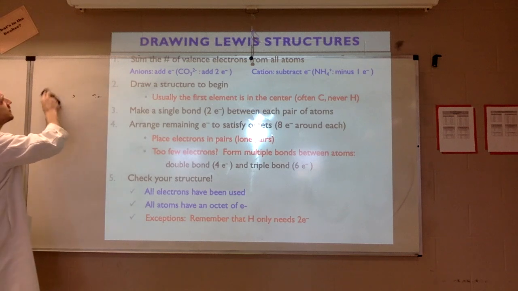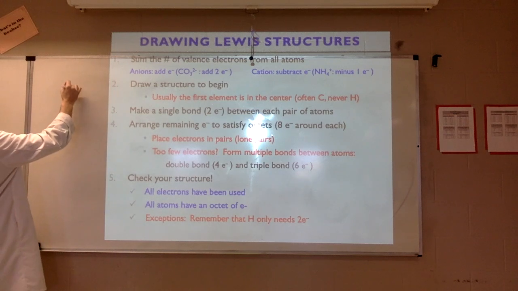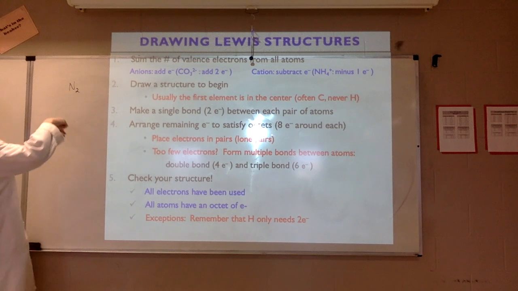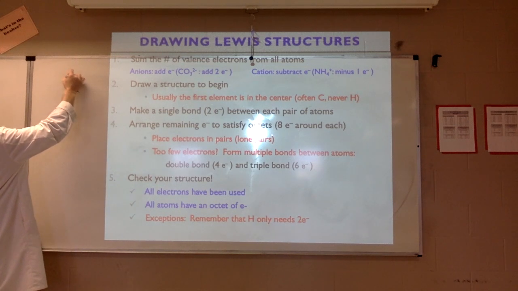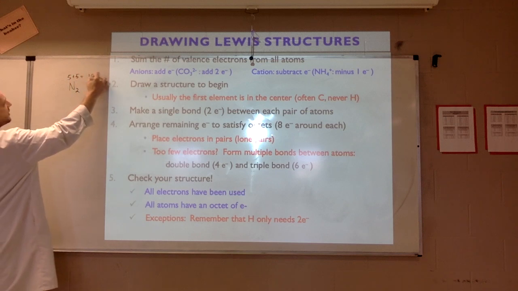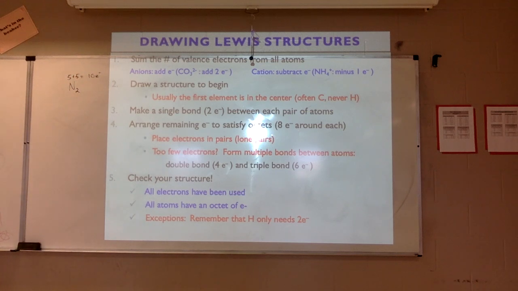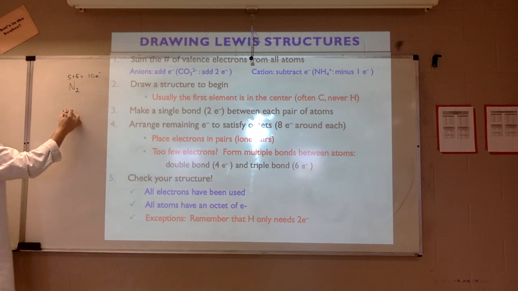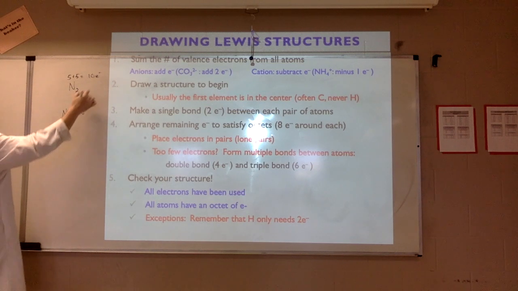One more for you, just to show you all the different types of arrangements we could have. Let's do our diatomic nitrogen. We've got 2 nitrogens. Each one's got 5 valence electrons, for a total of 10 electrons altogether. We've got a central atom. Let's choose nitrogen. Sounds good. Single bond to our other nitrogen, we just used 2.